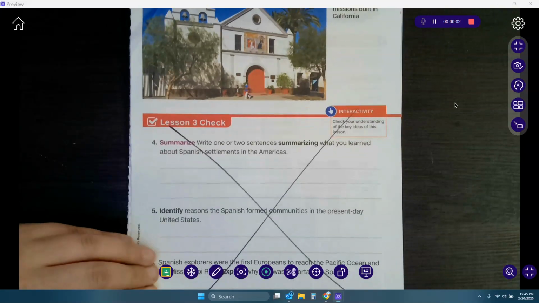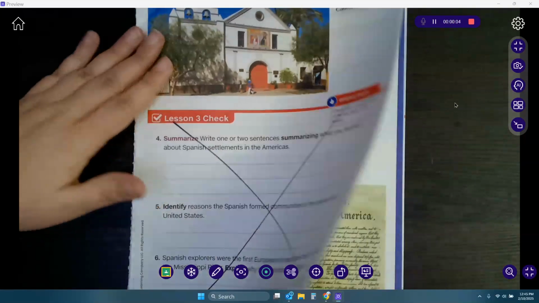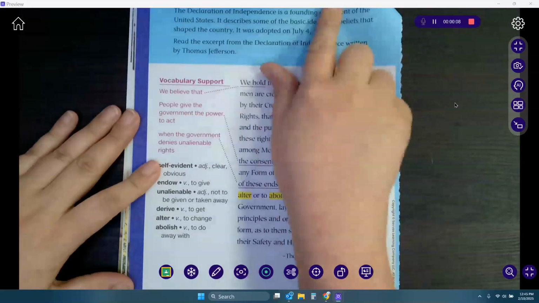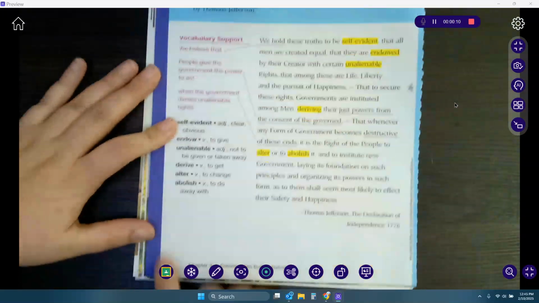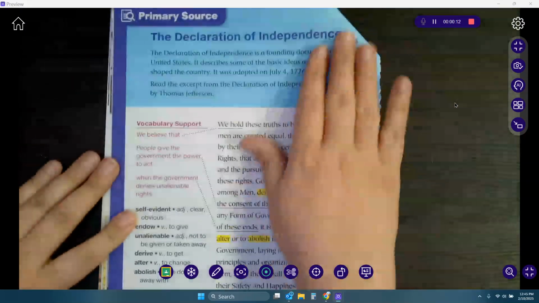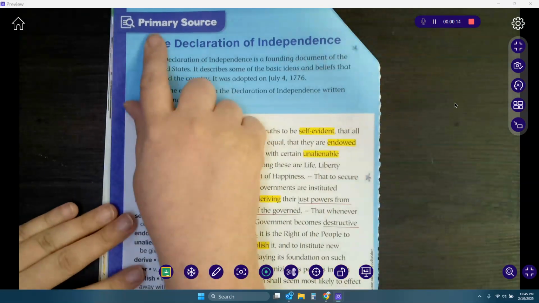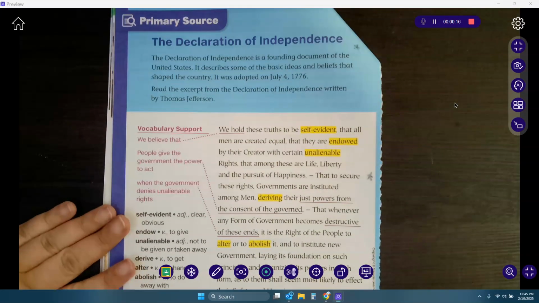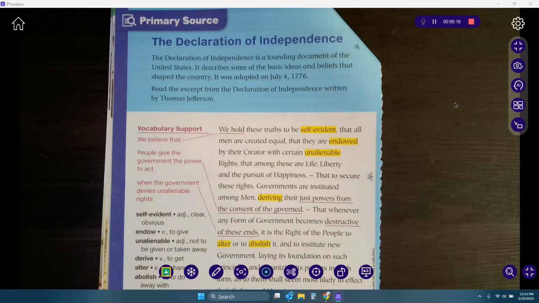So you're going to go ahead and get out your social studies packet. We're going to go over our primary source, the Declaration of Independence, on page 130. All right. So primary source means it was an original thing from the time. Okay. It's something we can go back and look at.